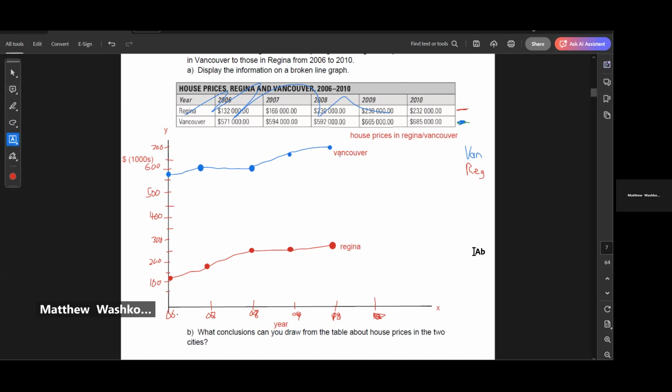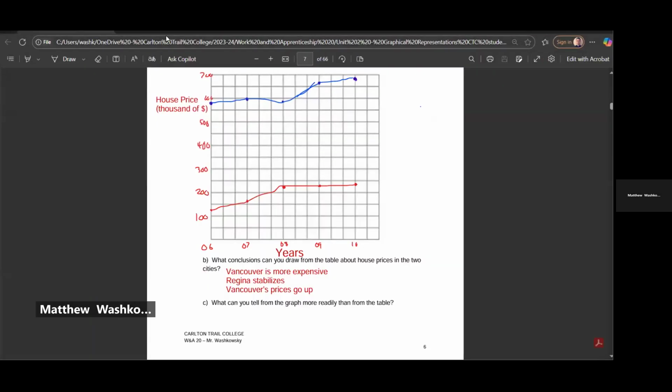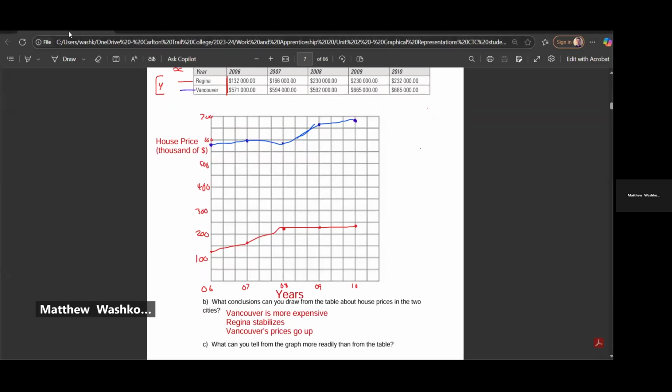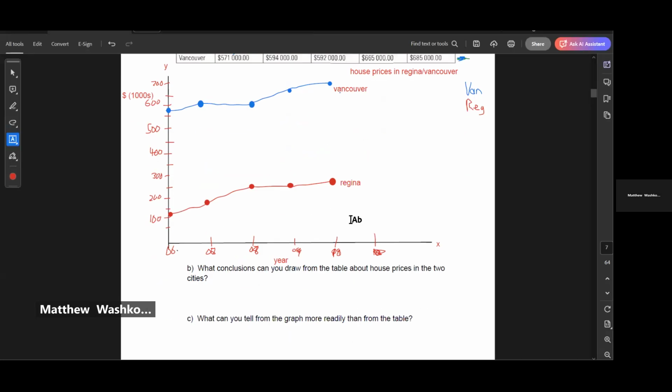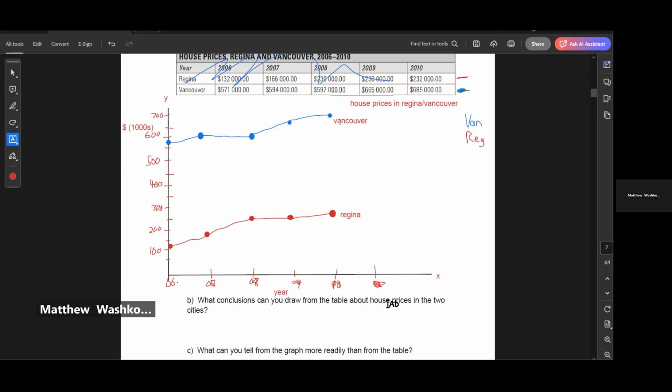I'll show you some other ways you can do it if you only have one color or pencil. But this is what it looks like. And again, this is what it would look like on the other side here if you had the other chart. So what can we discover from these tables about these two cities? Well, obviously, Vancouver is more expensive.